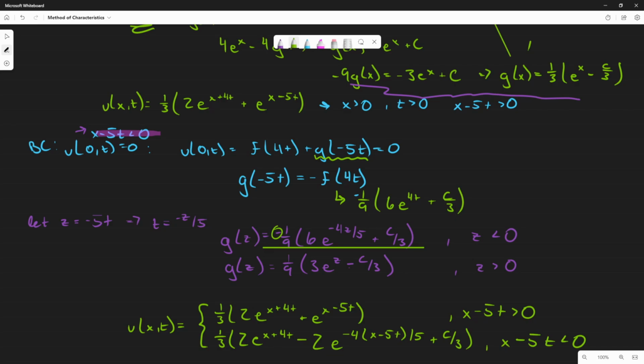So we have one solution, but the solution is a piecewise function, and this is the complete solution as it will satisfy the positive case for x minus 5t and the negative case for x minus 5t.